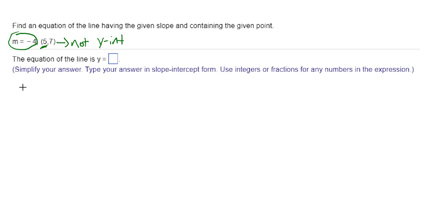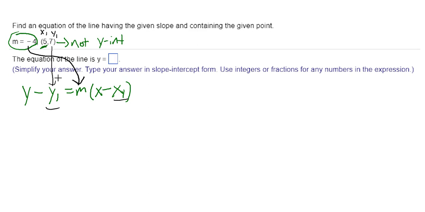Right? So we'll use the formula we just talked about. We have y minus y1 equals m times x minus x1. And we will plug in, for the slope, we're going to plug in negative 4. And the point gets plugged in for x1 and y1. Make sure you plug it in the right order. The first coordinate is the x coordinate, so that'll be x1. The second coordinate is the y coordinate, that'll be y1. And that's what we'll plug in here. So we'll plug in 7 for y1, 5 for x1.